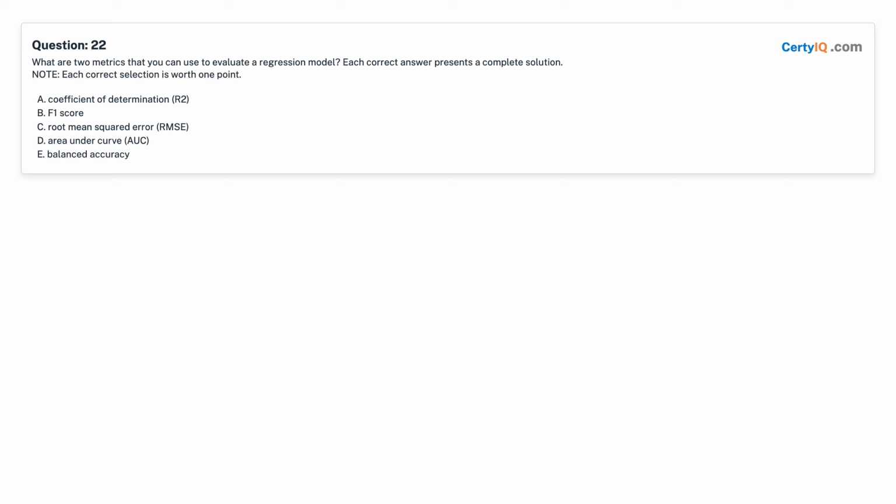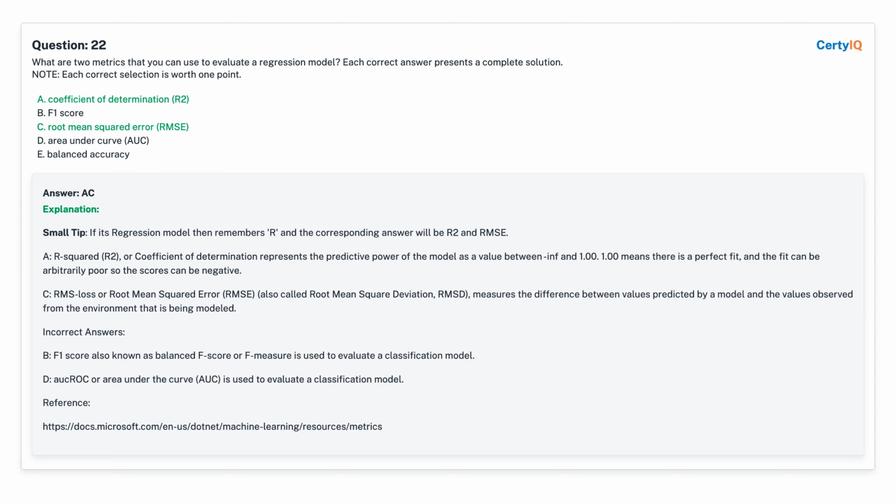Question 22. What are two metrics that you can use to evaluate a regression model? Each correct answer presents a complete solution. Note: each correct selection is worth 1 point. A. Coefficient of determination R2. B. F1 score. C. Root mean squared error RMS. D. Area under curve AUC. E. Balanced accuracy. Answer is C. Root mean squared error RMS. E.